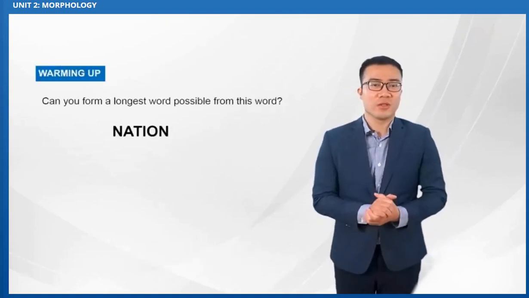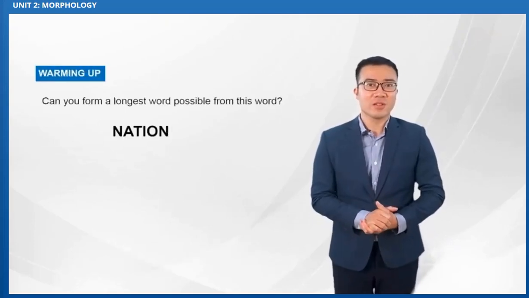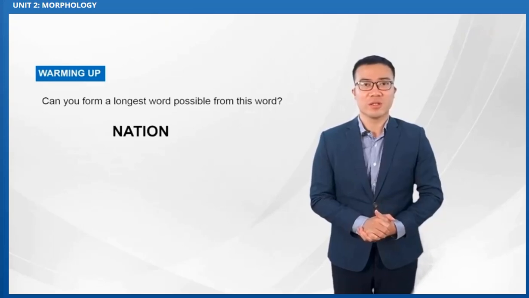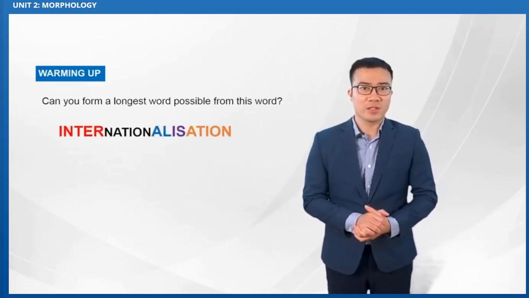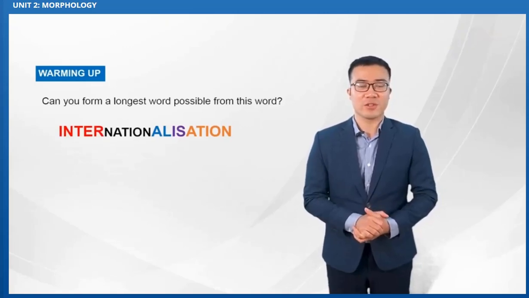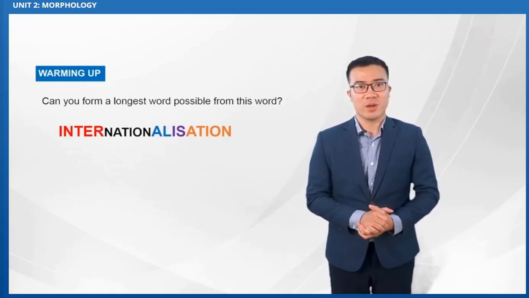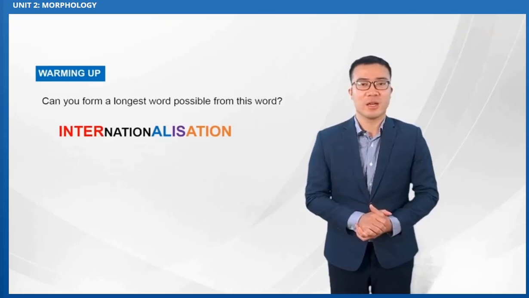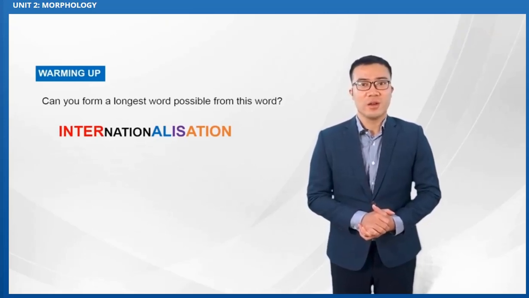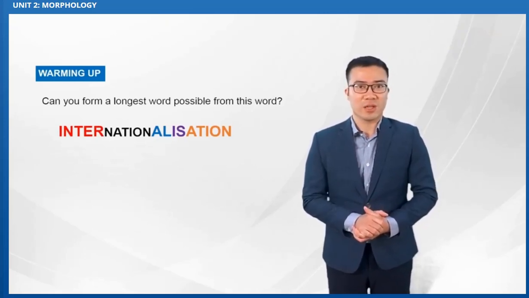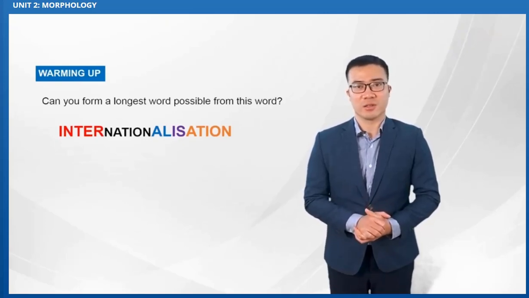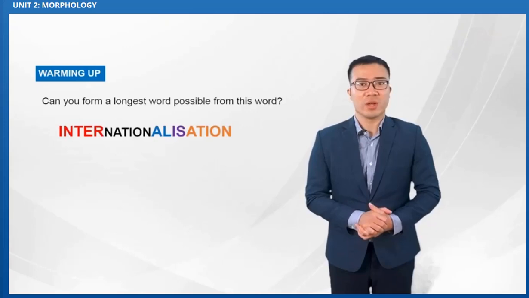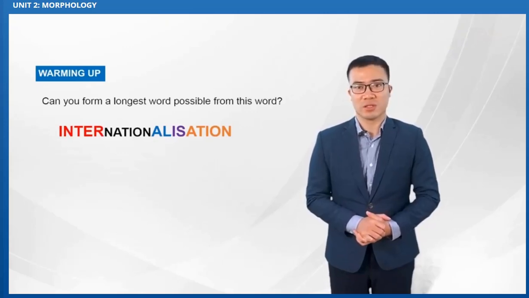Now I'd like to start with this question. Can you form a longest word possible from this word, nation? As you can see, we can add some parts after it. So we have national, and if you continue that way, we have nationalize and nationalization. We can also add something before it, like inter, and make the word even longer as internationalization. What we are doing is we are forming a word using smaller units called morphemes, hình vị.